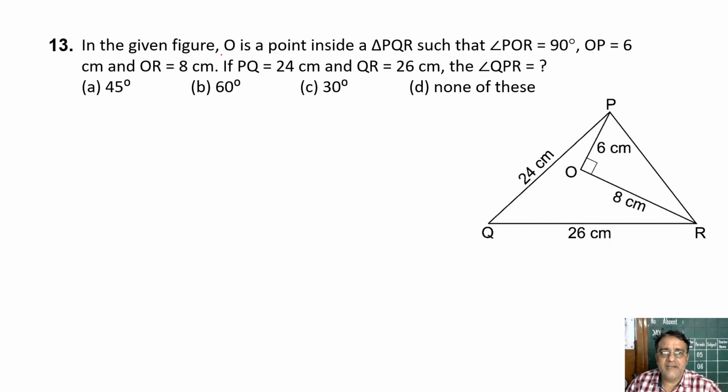In the given figure, O is a point inside a triangle PQR such that angle POR is 90 degree. OP is equal to 6 centimeter, OR is equal to 8 centimeter. Now if PQ is equal to 24 centimeter and QR is equal to 26 centimeter, what is the value of angle QPR?